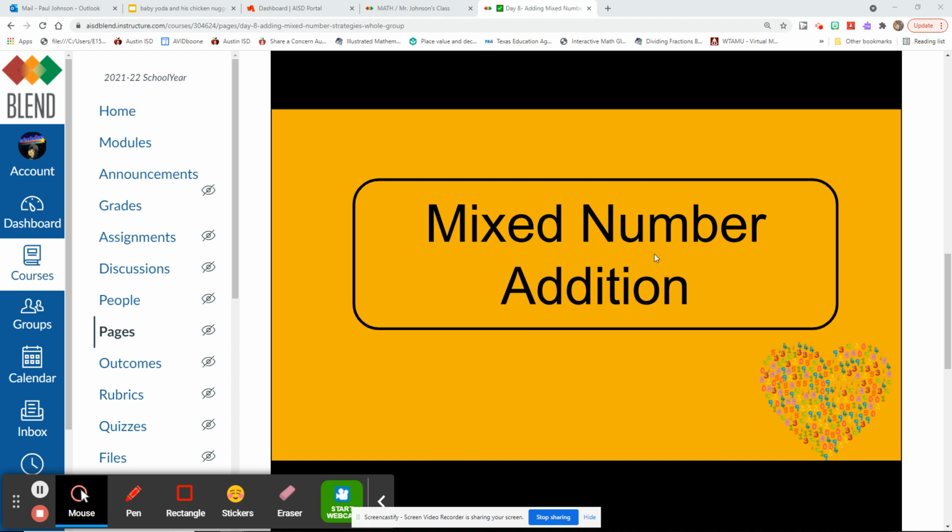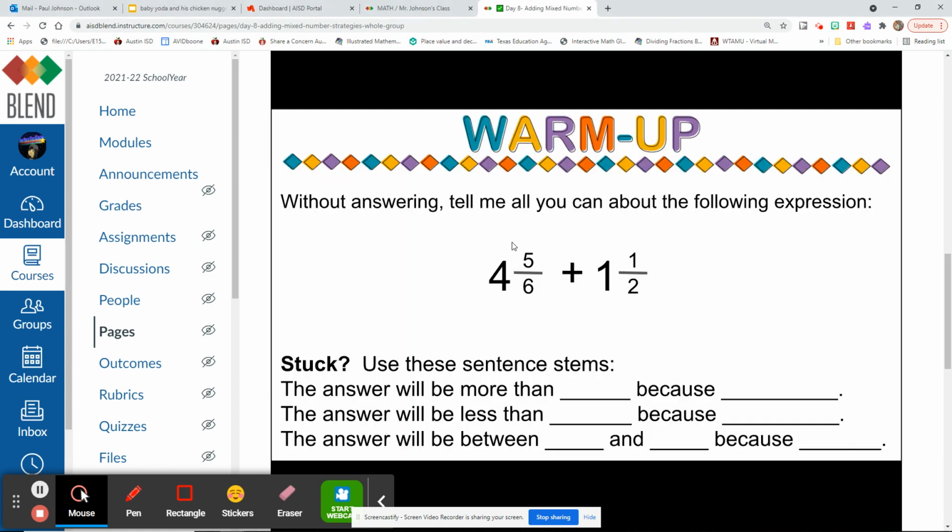So, mixed number edition. Today we're going to take some of those strategies that we used yesterday, taking apart mixed numbers and then putting together the fraction parts. One of the things we did was decompose the fractions and put them back together. So we can do that, or we can find improper fractions. But either way, let's start off with another warm-up where we're talking about math using the sentence stems.